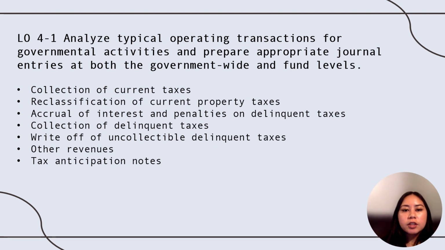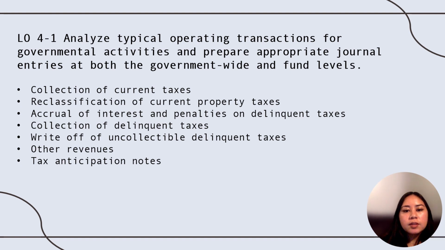Next is collection of current taxes, which is a fairly simple transaction to record and is just like recording receiving cash for accounts receivable. As for reclassification of current property taxes, this section introduces delinquent taxes. This journal entry reclassifies the taxes receivable account to two new accounts, which are the taxes receivable delinquent and allowance for uncollectible current taxes. A journal entry must be made to account for deferred inflows of resources, unavailable revenues, and decrease the revenues account in the general fund.